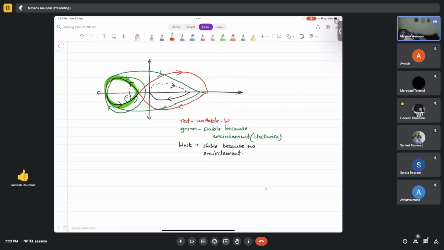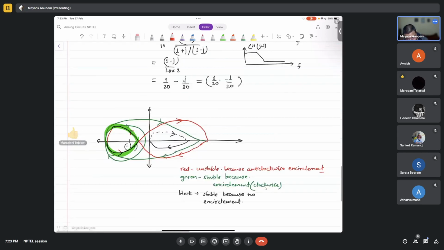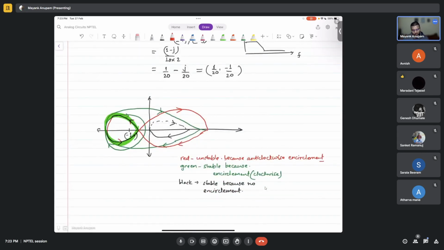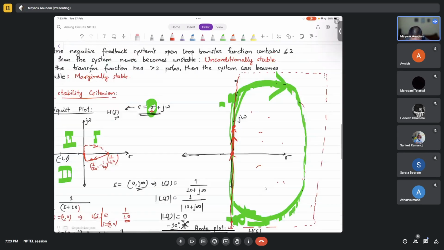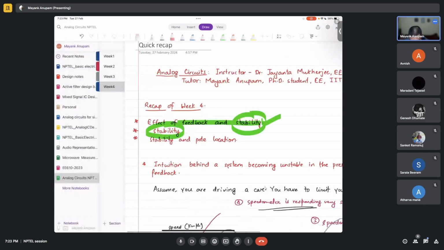This is unstable because of the anti-clockwise encirclement. Fine. So this is how you check stability with the Nyquist plot. Okay. Fine. Let's now look at some of the examples which I had in mind.